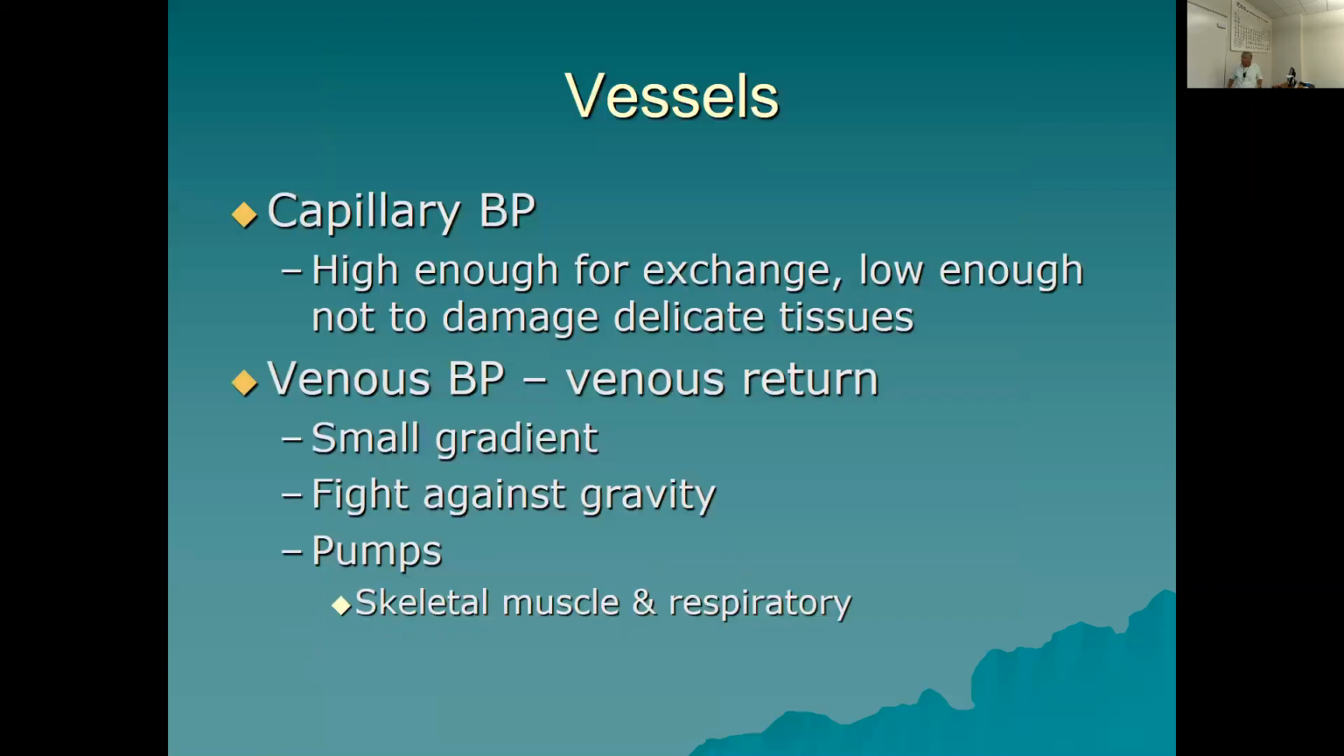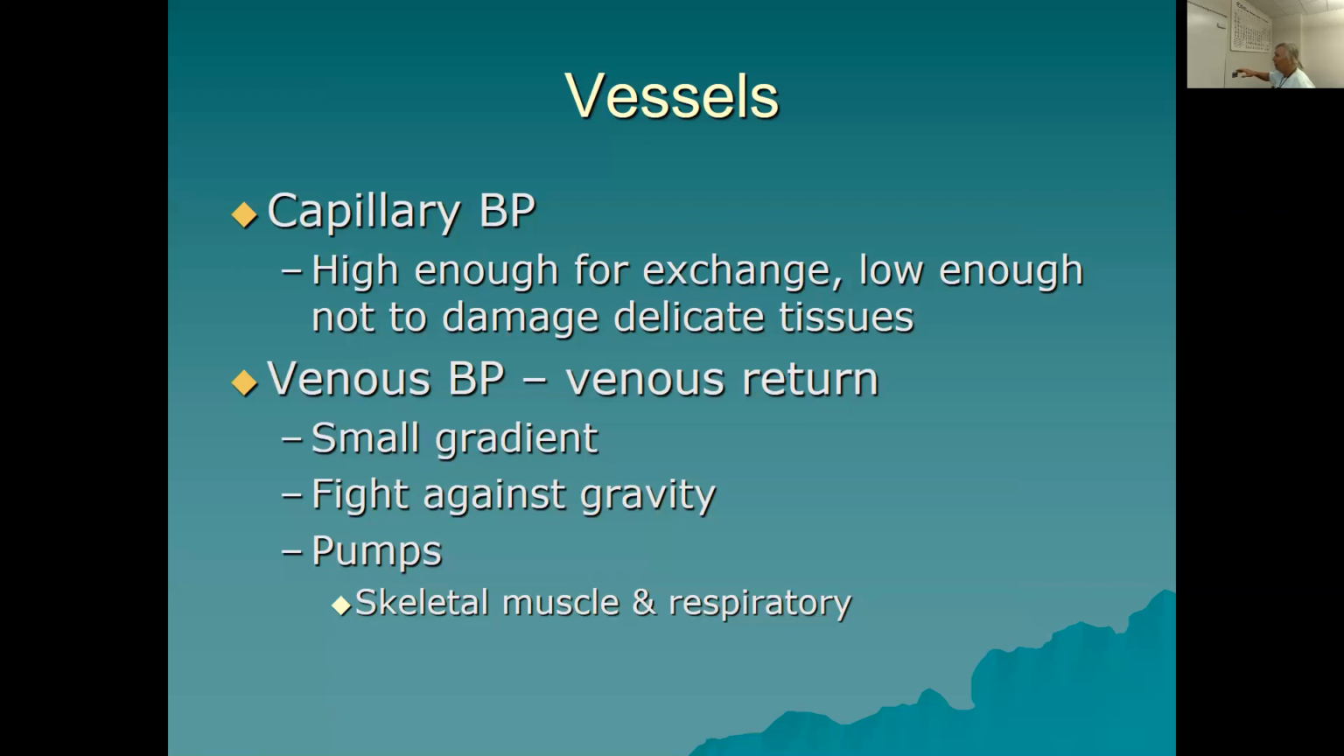All right, so what you want is blood pressure that's high enough to perfuse tissues for gas exchange and nutrients and removal of waste products, but low enough not to damage delicate tissues. These capillaries are pretty delicate. They're only a thin layer of squamous epithelial cells on a basement membrane. So high blood pressure can break those and cause hemorrhage. Okay.